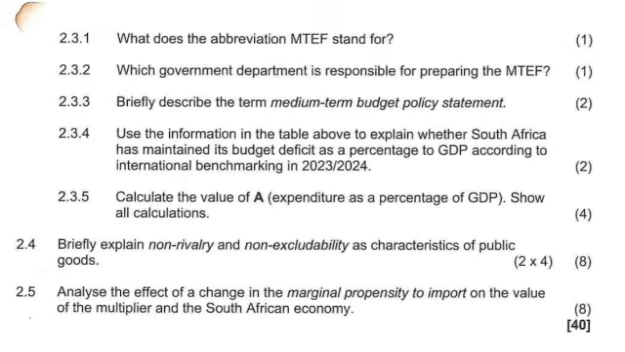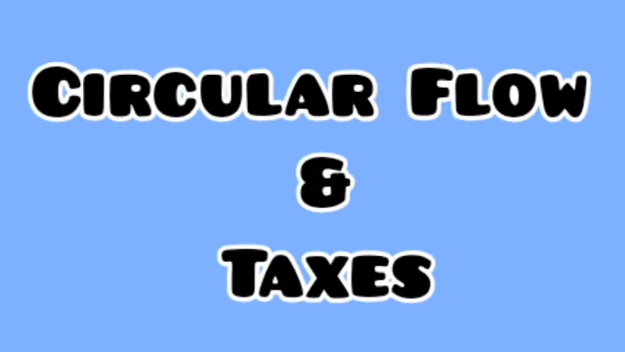So you are seeing that they want things like the abbreviation of the MTEF. They're also looking at the medium term policy statements, and then they are looking at the percentage of GDP. But when we move on to 2.4, you will see that we are going back to a different topic, where they're asking about the characteristics of public goods. When we're talking about public goods, it can fall under the circular flow because it's part of the state, but it can also fall under the public sector part. And then lastly, we are looking at the multiplier question.